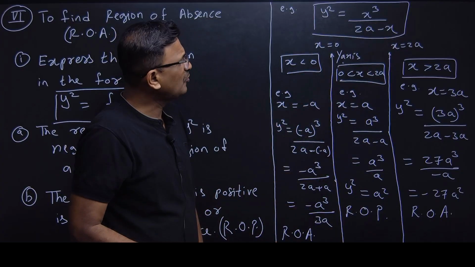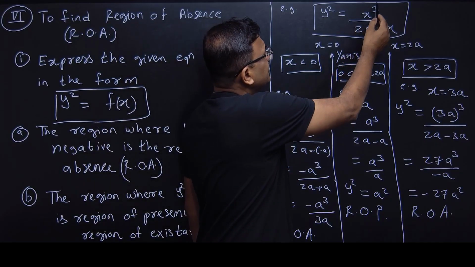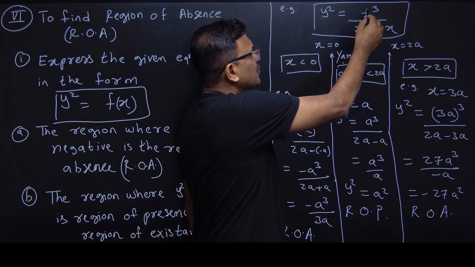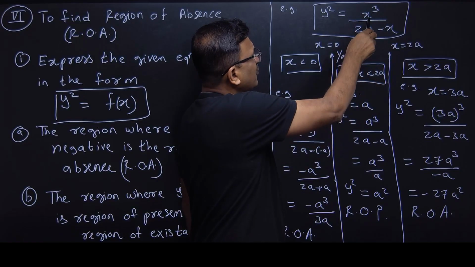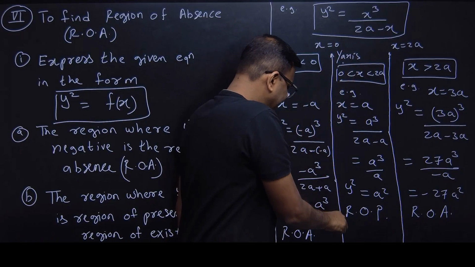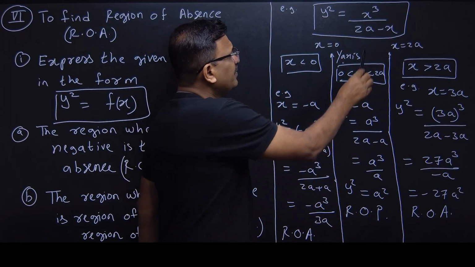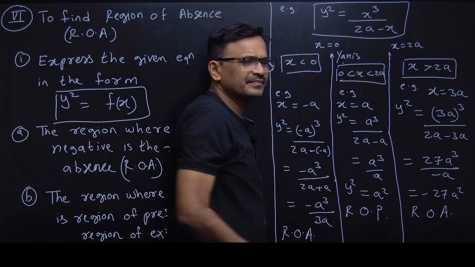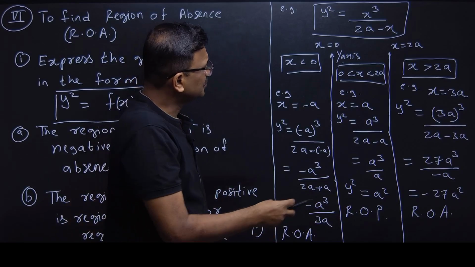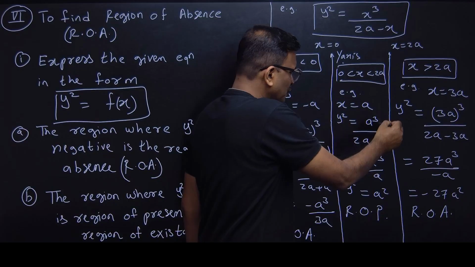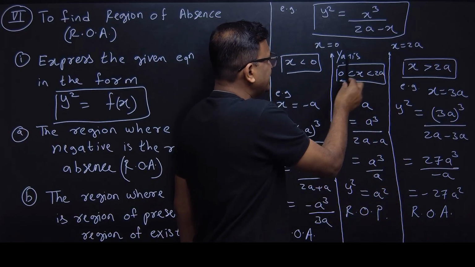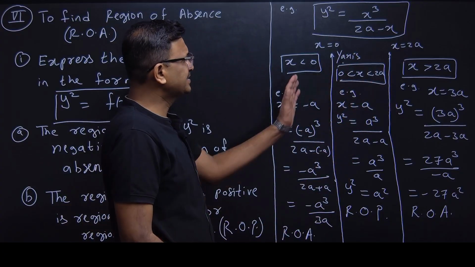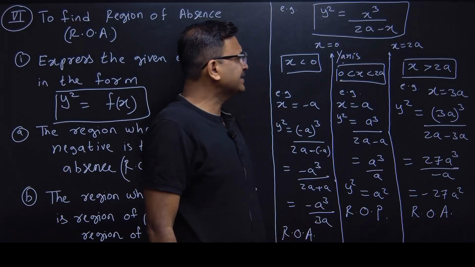Now see, just observe that the numerator of this equation becomes 0 when x is 0. So I have drawn that line x is 0, that is the y axis. You can see that the denominator becomes 0 when x is 2a. So I have drawn this line x is 2a. We know x is 2a is a line parallel to the y axis, and since it is positive we have drawn it on the right hand side of the y axis.